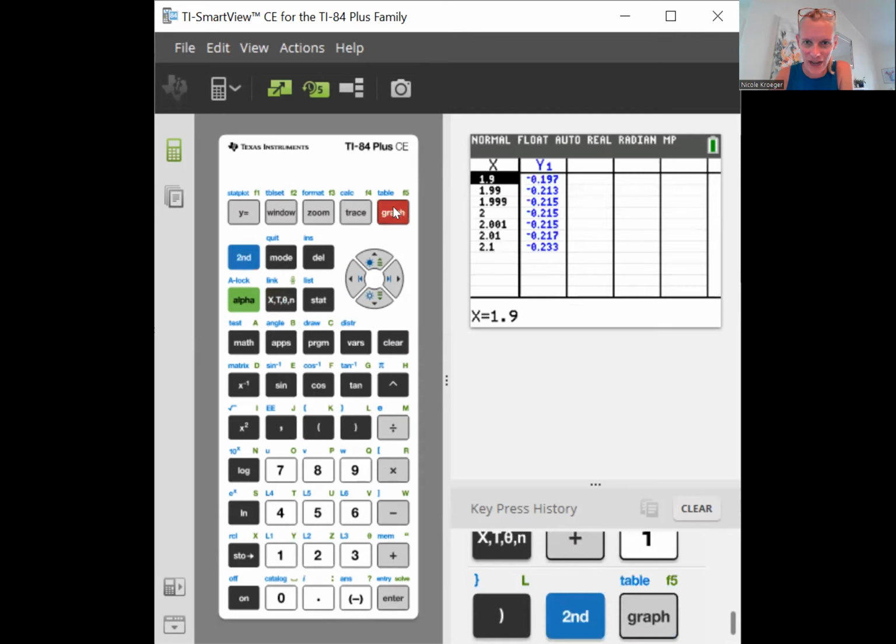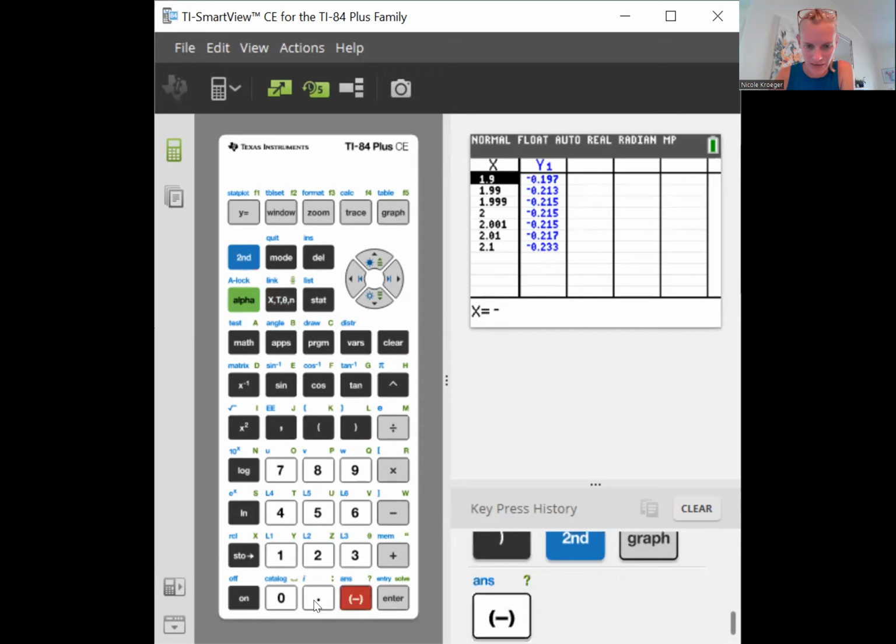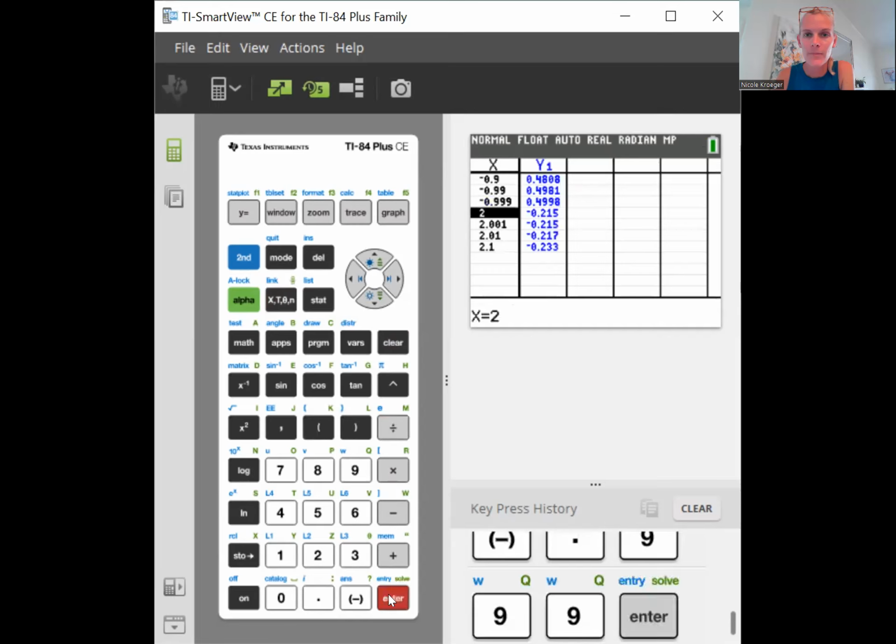Remember, I'm going to second graph to get to the table. I'm going to just have to replace these numbers now. So just on top of that 0.9, I can type in my -0.9. Notice I'm using this negative button down here. That's the one that the calculator expects as a negative. This one it treats as a minus. I'm going to do -0.99 and then -0.999.